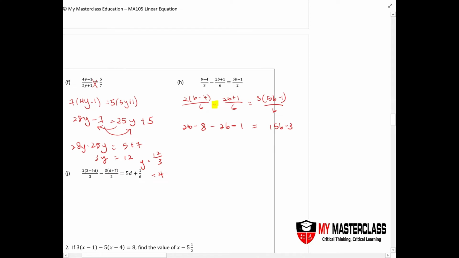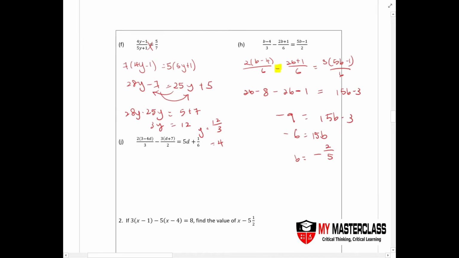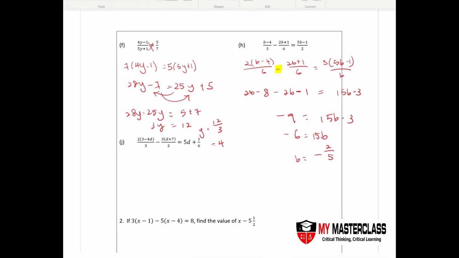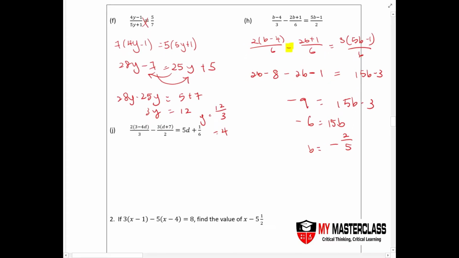Now combine all the like terms together. What will you be getting? You should have negative 9 equals 15b minus 3. Therefore you would have negative 6 equals 15b, of which b equals negative 2 over 5. Now let's take a look at J. Let me change the color. J is testing you on finding the unknowns in an equation where one of these terms is a whole number. So apply the same concept: make them the same denominator.